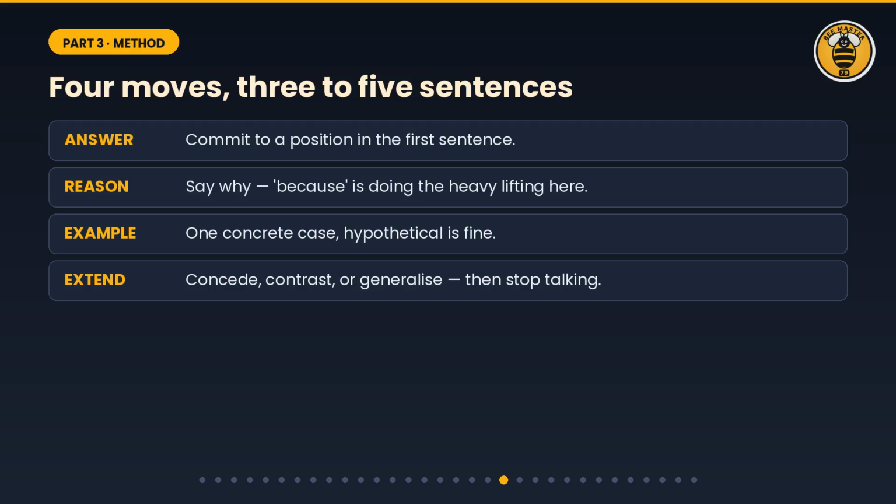Every Part 3 answer can follow the same 4 moves. Commit to an answer. Give the reason. Add one concrete example. Then extend by conceding something or generalizing, and stop. 3 to 5 sentences.